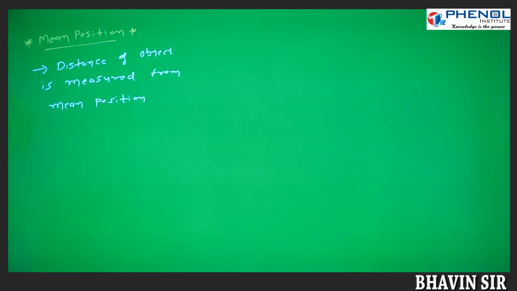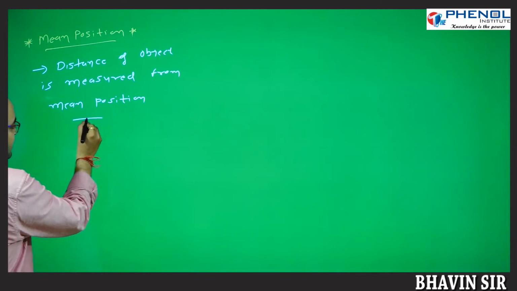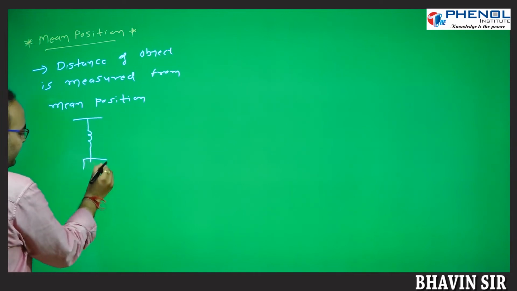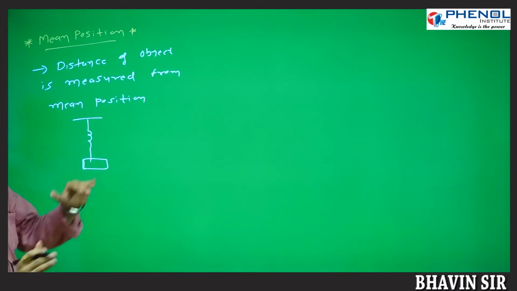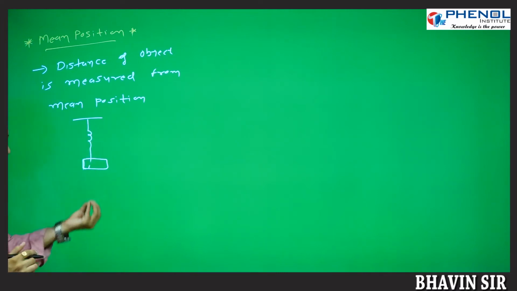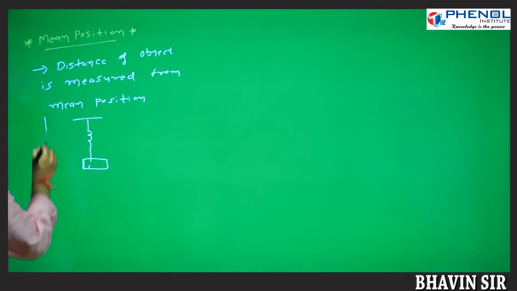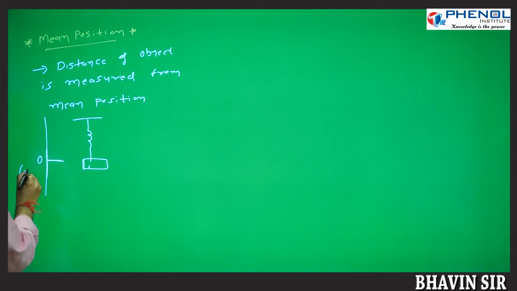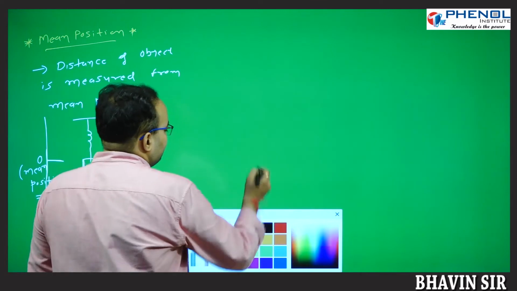Now see students, suppose this is the spring. This is its initial position. After that when spring is displaced in downward direction, then oscillation starts. So this is the initial position, known as O, means its mean position. The distance is measured from mean position. So the distance of object is measured from mean position. Now students, next we discuss displacement.